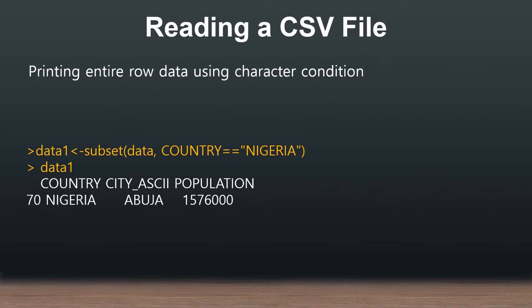Now again, reading the CSV file, printing the entire row data using a character condition. Earlier we saw the condition was used with a numerical field. Now, for example, I wanted to see the entire row where the country name is Nigeria. So one subset is created from the data with country equal to Nigeria, and now printing data1. So it is printing Nigeria, then Abuja is the capital, and this is the population.